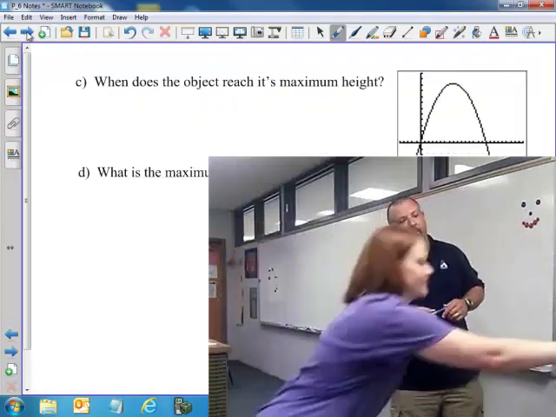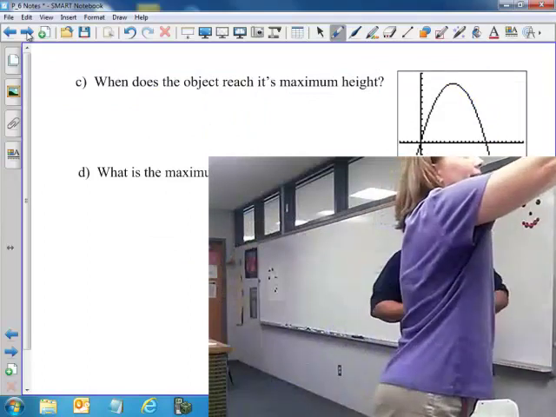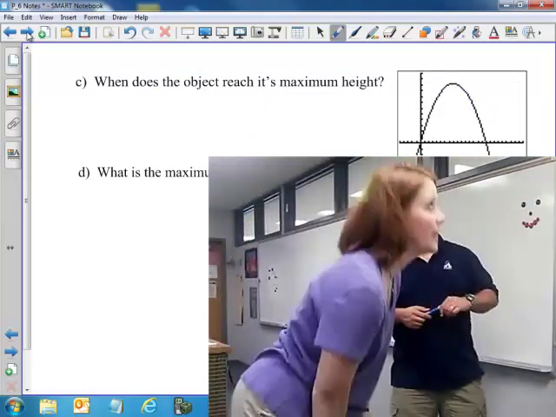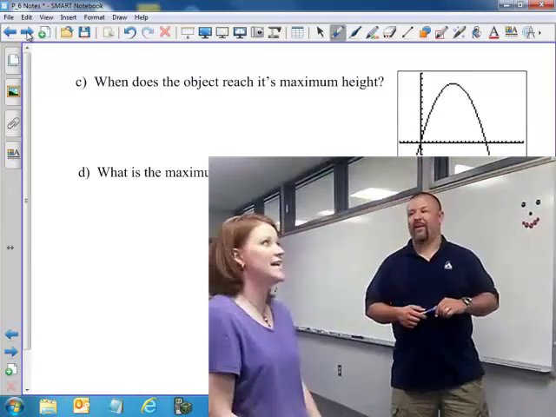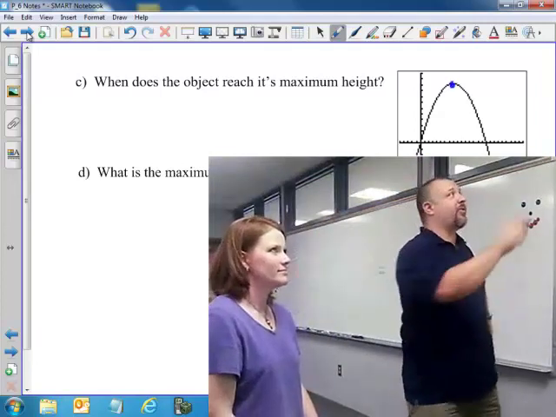When does the object reach its maximum height? Well, where is the maximum height according to our picture? Again, we're just going to use this graphically. Right there. Boom, right up there. That's called a what? A maximum. What else is it called in a parabola?